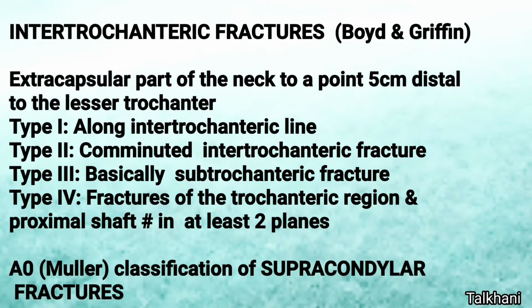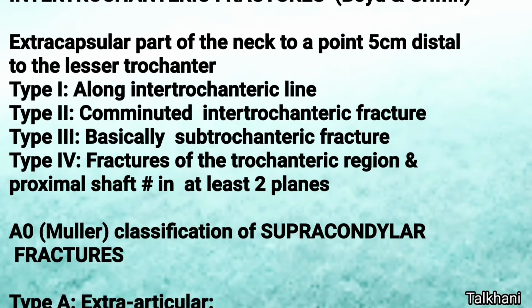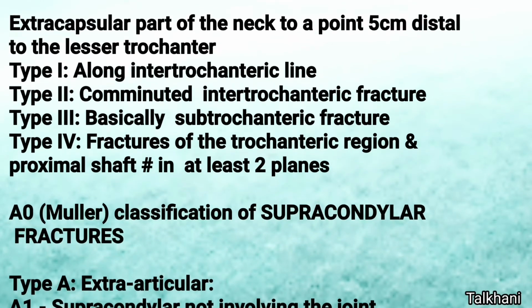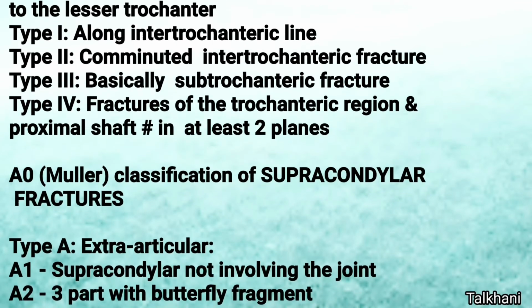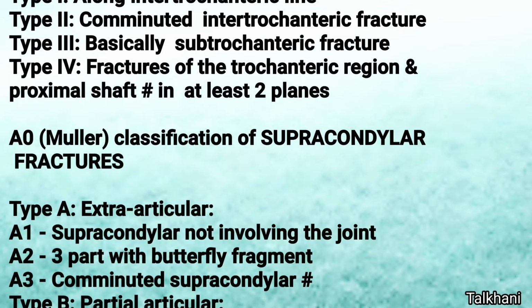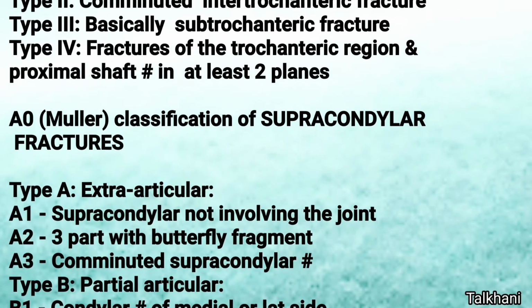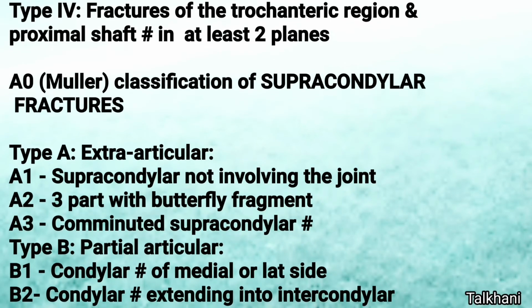AO Muller classification of supracondylar fractures of the femur is as follows. Type A, extra-articular. A1, supracondylar not involving the joint. A2, 3-part with butterfly fragment. A3, comminuted supracondylar fracture. Type B, partial articular.